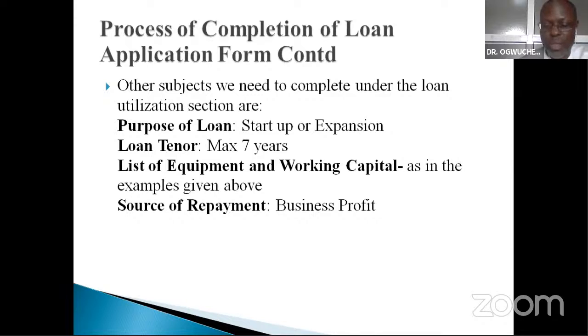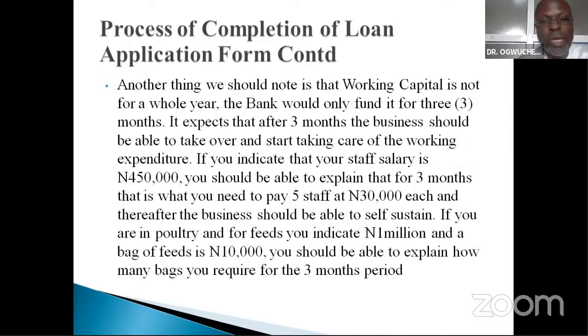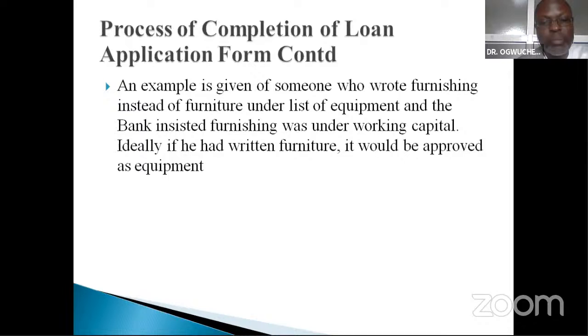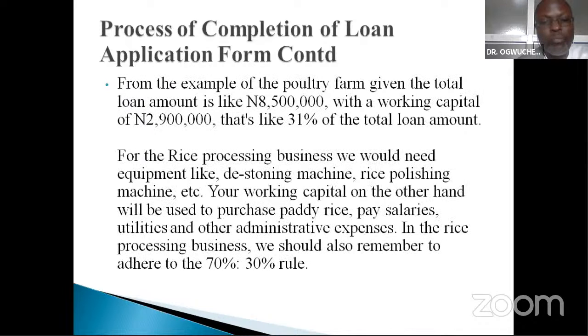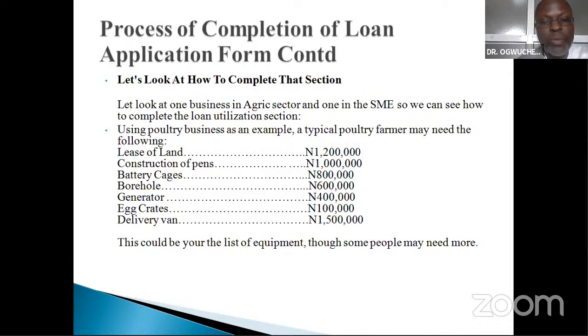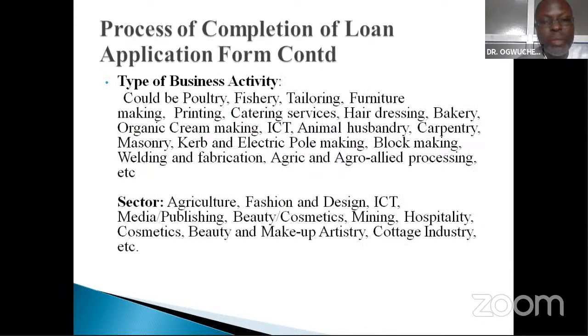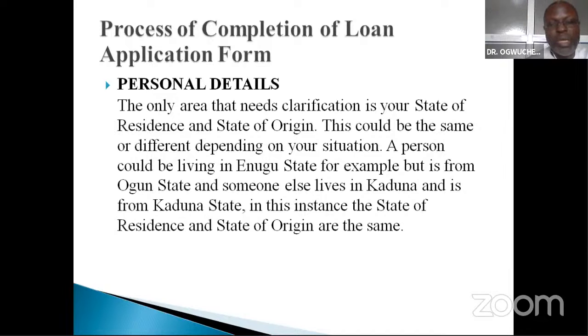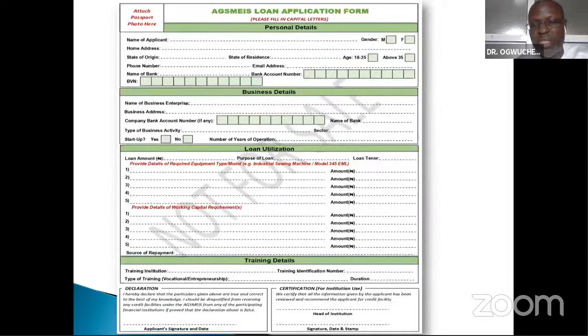Okay, so let's go back to our form again and complete the other sections. All right, so now the last section of the form here, training details. The last section of the form is training details. Here he asks for training institution. The CIDRO Nigeria Limited-EDI is your training institution. Type of training is entrepreneurship training.